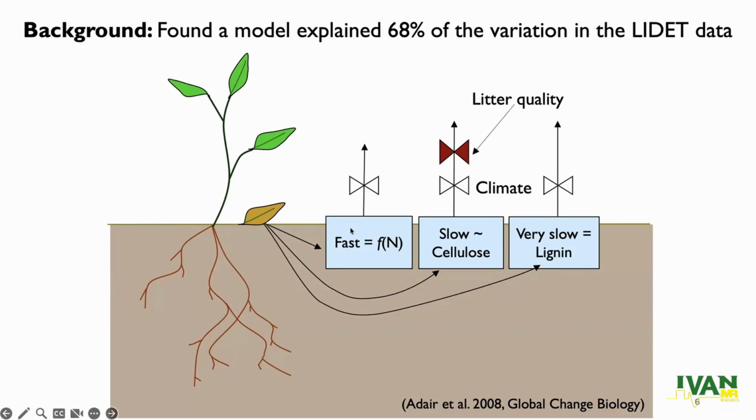This was a 3-pool model with fast decomposition based on how much nitrogen was in the litter, slow decomposition based on the amount of cellulose that was measured initially, and then very slow decomposition based on the initial amount of lignin. And this was all characterized not with NMR, for example, but using wet chemistry methods. This all happened in the 90s.